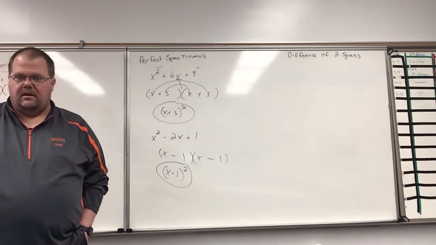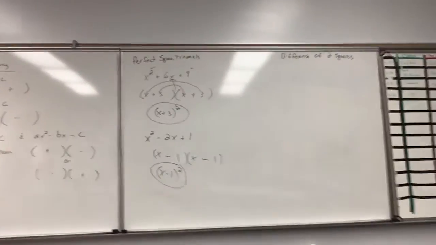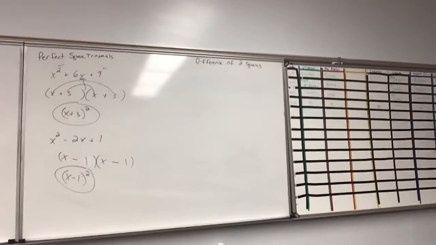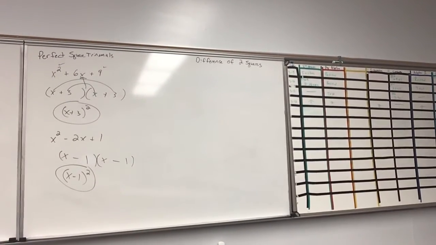Okay? The last one I want to go through is the difference of two squares. And this one is pretty noticeable when you do it right away because there's only two terms with it. Because the middle term disappeared. So there is no x term. There's an x squared term and there's a constant. But we have to be able to do it the other way.